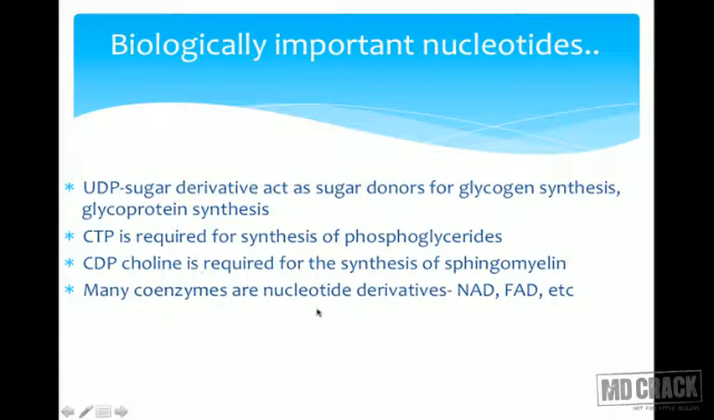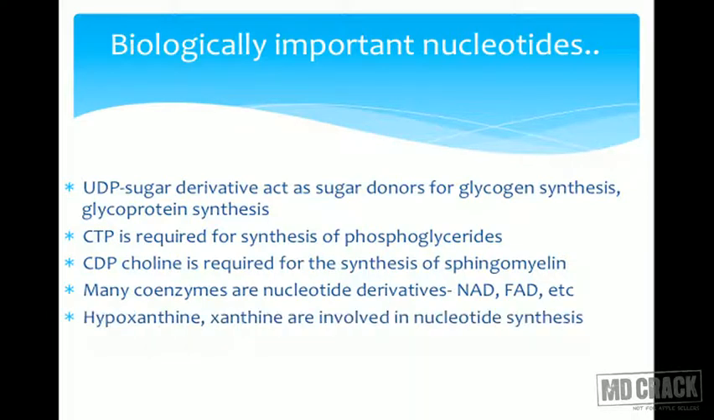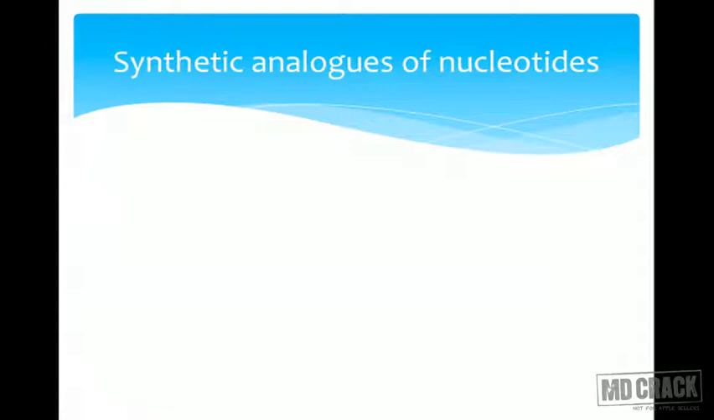Many coenzymes are nucleotide derivatives. When you say nicotinamide adenine dinucleotide, we say flavin adenine dinucleotide. All these are nucleotide derivatives. The formation of a coenzyme and its action requires nucleotide. Nucleotides are required for the action of NAD, FAD, etc., and for their formation actually. Hypoxanthine and xanthine are involved in nucleotide synthesis itself. We'll see how they are involved later.